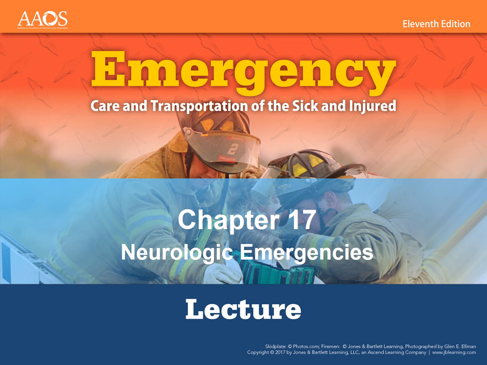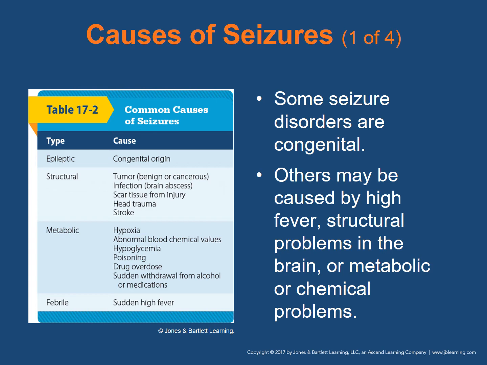Chapter 17, Part 2, continuing our conversation regarding neurologic emergency. So we were talking about seizures and the types of seizures, and now let's look at the causes of seizures.